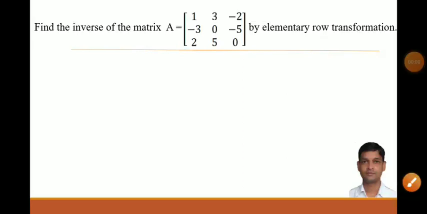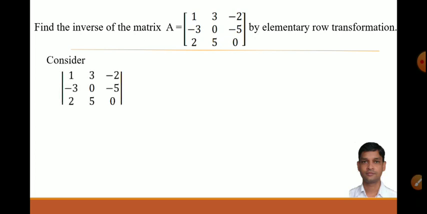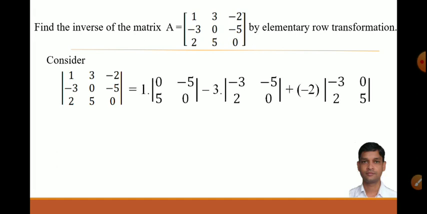Hello everyone. In this session, we are going to see another example of finding the inverse of a 3 by 3 matrix by elementary row transformations. Before finding the inverse, we have to first find the determinant of that matrix. So the determinant of the matrix is equal to the first element, delete the row and column of that element, take the determinant of the rest of the elements as it is. You know how to find the determinant.